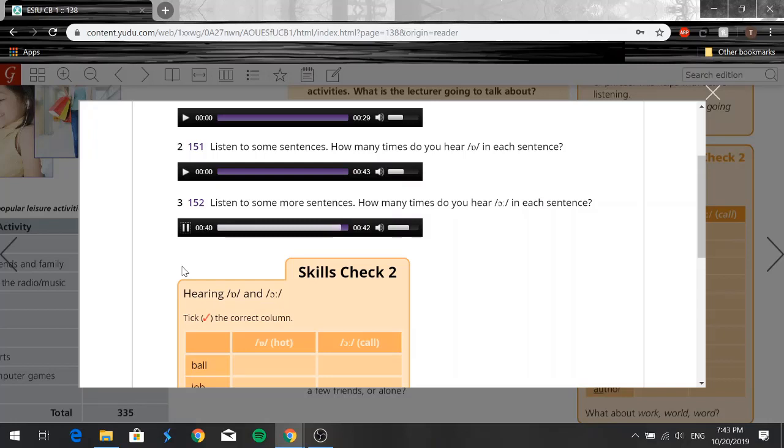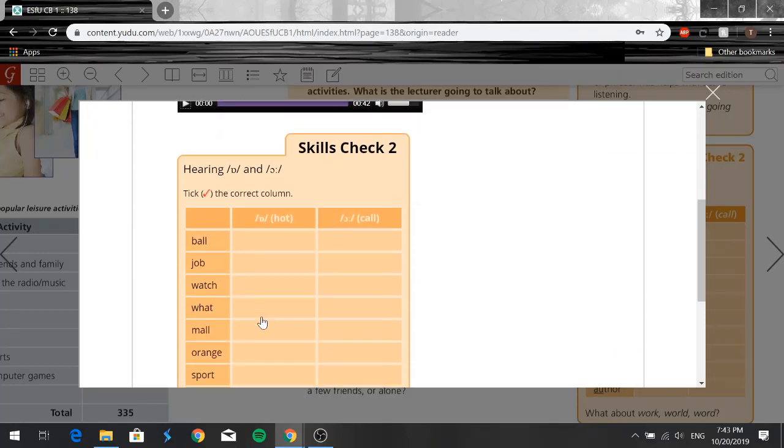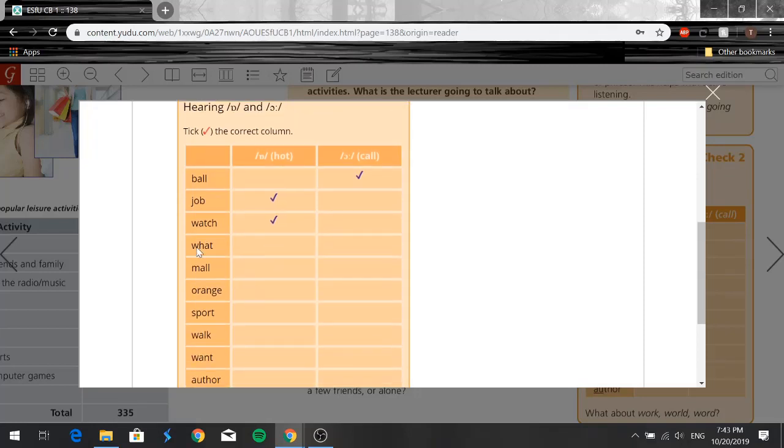Okay, so these were all the different sentences with the different pronunciation. Okay, so now let's go to skills check here. And so 1, we have ball. So ball will be here, similar to call. Then we have job, like hot. Then we have watch, which is again like hot. What, we'll say hot as well.